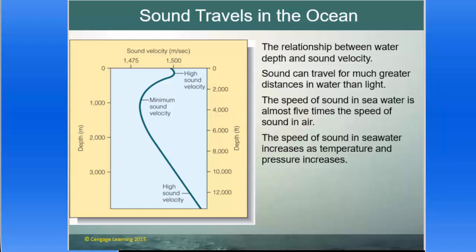Once it goes into the ocean, as it gets deeper and deeper, there is a higher sound velocity initially, and then the sound velocity drops to a minimum, and then again at great depth, that sound velocity will begin to increase. So sound can travel for much greater distances in water than in light. The reason why sound can travel greater distances is because the water molecules are touching each other, and so the compression nature of those sound waves moves the water more easily.